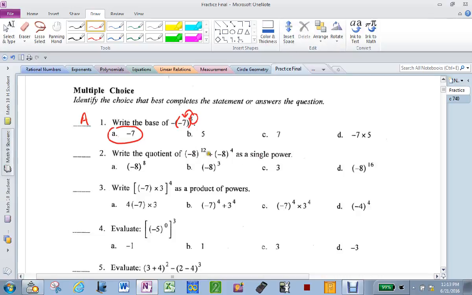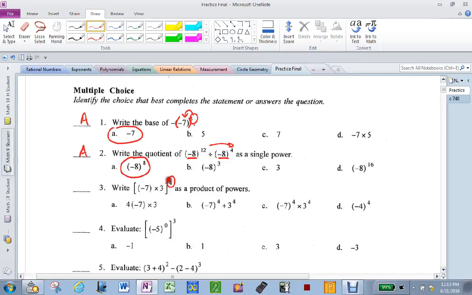What is the quotient when I divide these? Are they the same base? Yeah. So what do I do with the exponents? Subtract. What's 12 minus 4? 8. -8 to the 8. Because the base never changes.